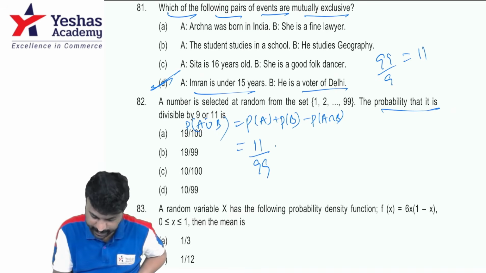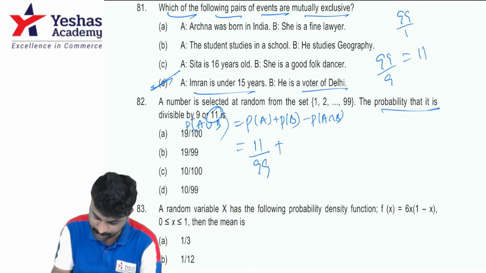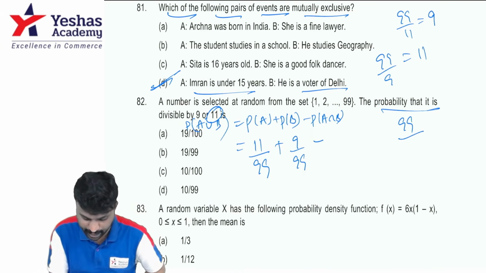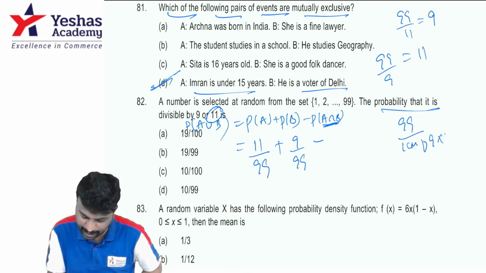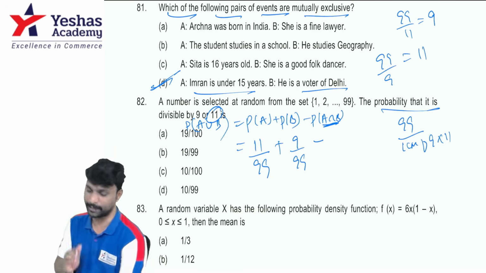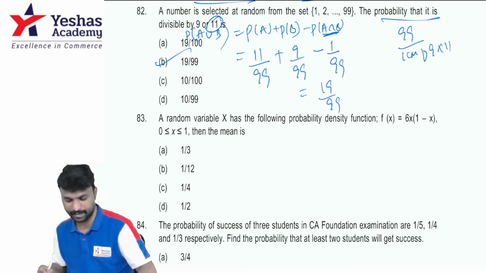11 out of 99 is the probability. P of B means numbers divisible by 11. 99 by 11 you do, it is 9. So 9 by 99 is the probability. Now, total numbers are 99, and both A and B means both 9 and 11. That means LCM of 9 and 11. What is the LCM of 9 and 11? 99 only. 99 by 99 is 1. So 1 by 99. That fetches me 19 by 99. Option B is the right answer.